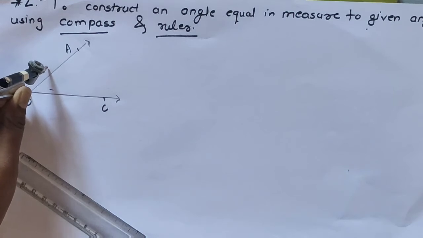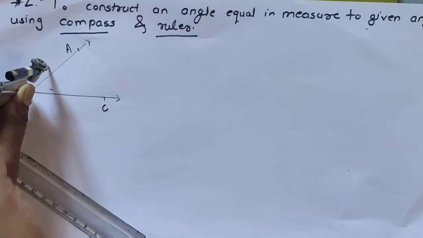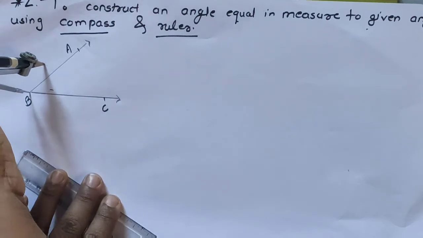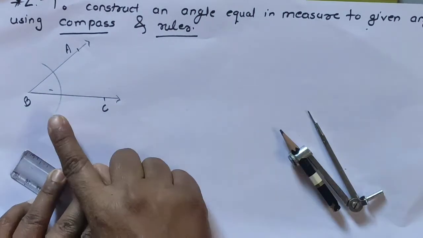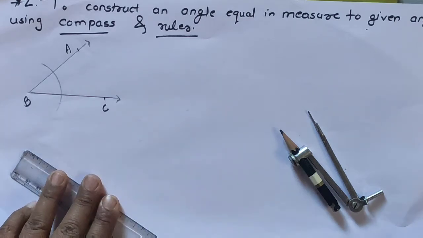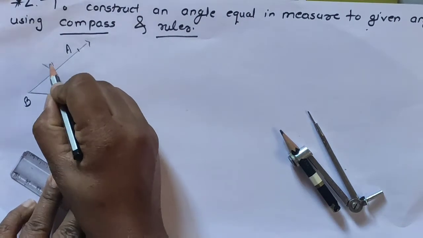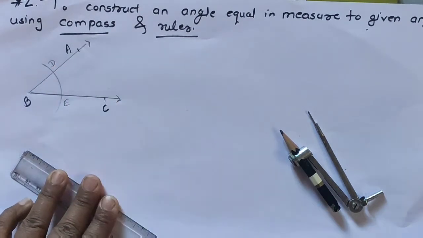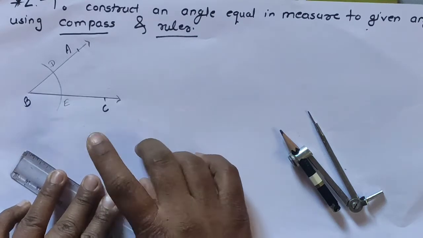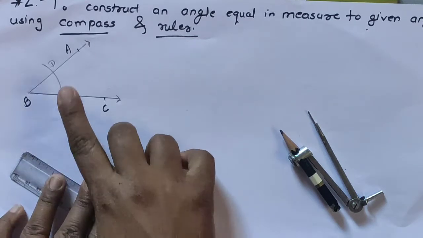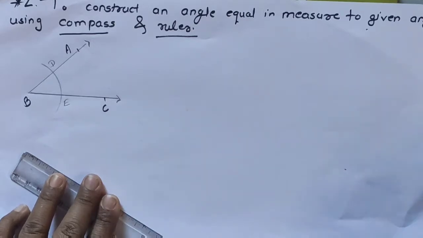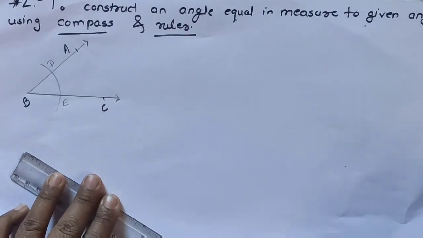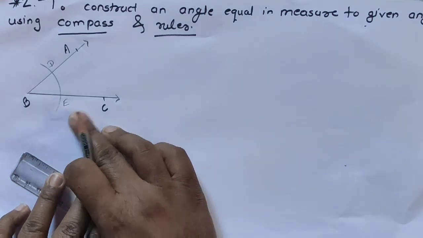First of all you take this compass and draw an arc which intersects the arms of the angle. In this way you have to draw the arc. Name the point E. Now we have to draw the angle which is identical to this angle ABC. For that I will draw the angle PQR, which is identical to ABC.